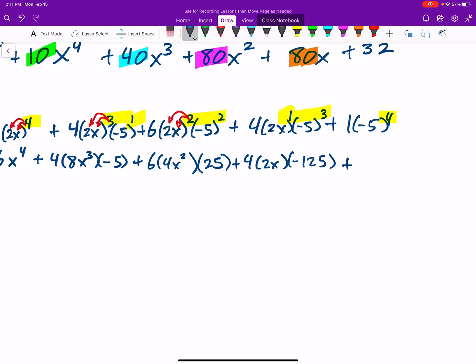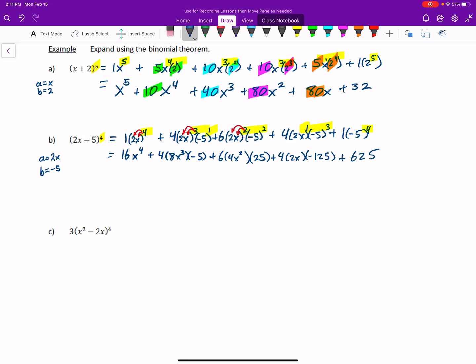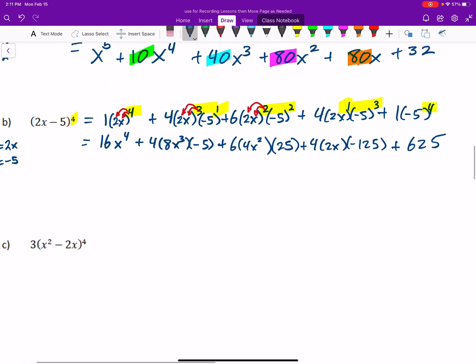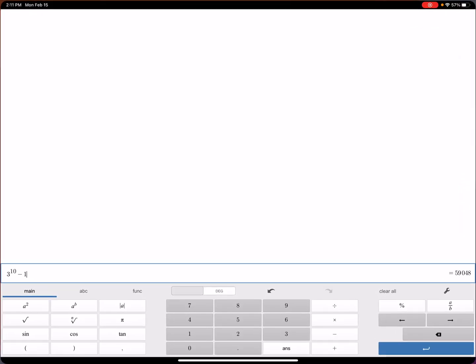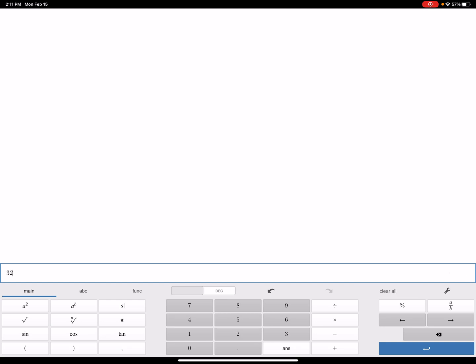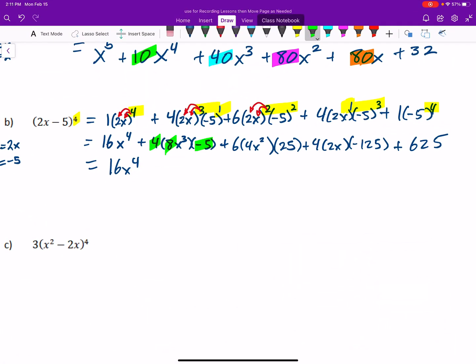And finally, negative 5 to the exponent 4 is going to be positive 625 times 1 is still positive 625. So I expanded out with the exponents, but now I still have to collect my numbers up. 16x to the 4 stays the same, but if I multiply 4 times 8 times negative 5 together, I get negative 160. So I write this as negative 160x cubed.